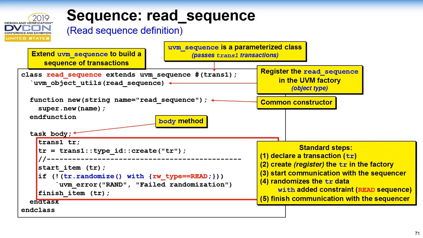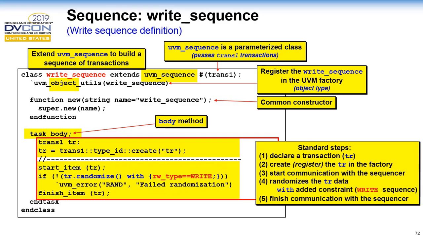And so inside of the sequence, we've declared a transaction handle. We've factory created the transaction, and then we're starting communication with the sequencer, and then we're randomizing with the read-write type equal to read, because this is a read sequence, so inline constraint, and then finish item. And so when you see start item, finish item with transactions, you're looking at more the Verification Academy style, where you're saying start item, finish item, and you're executing the code explicitly. In a few slides, we'll show more of the macro style. So this is the second place where you have two different flavors.